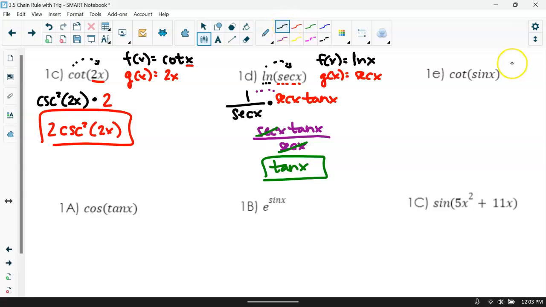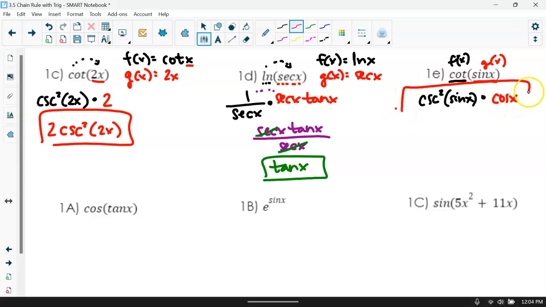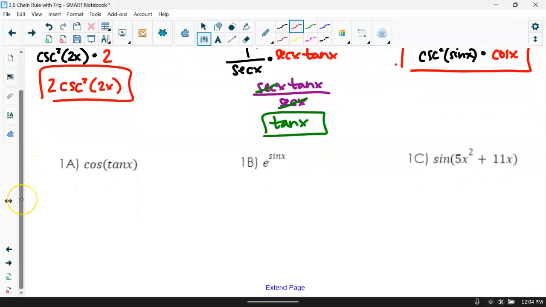Then last here, our outside function, f of x, is cotangent. So here's our f of x function, and our g of x, our inside, is sine. So the derivative of cotangent is cosecant squared, but cosecant squared not just of x, right? Of sine of x, times the derivative of sine, which is cosine. And this is our derivative. So go ahead and pause the video now and try these 3 U-tries on your own.